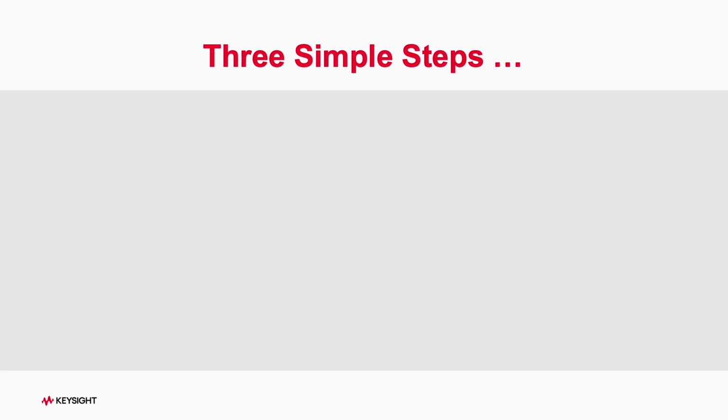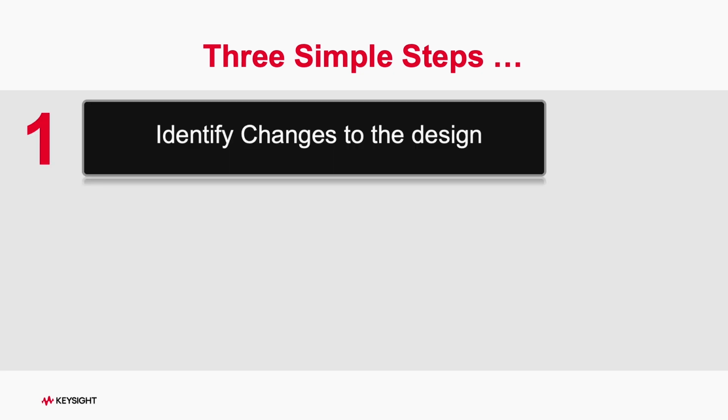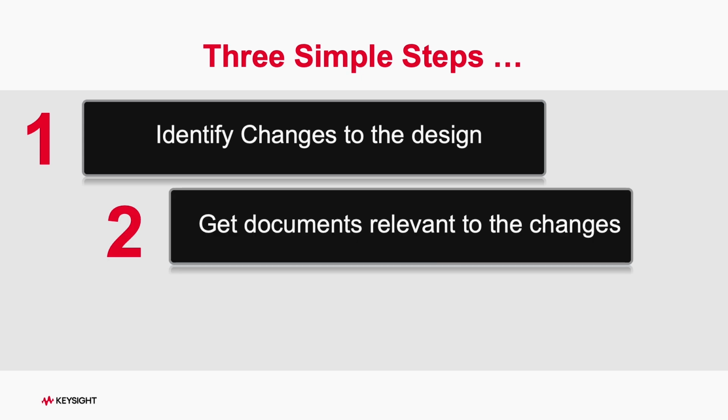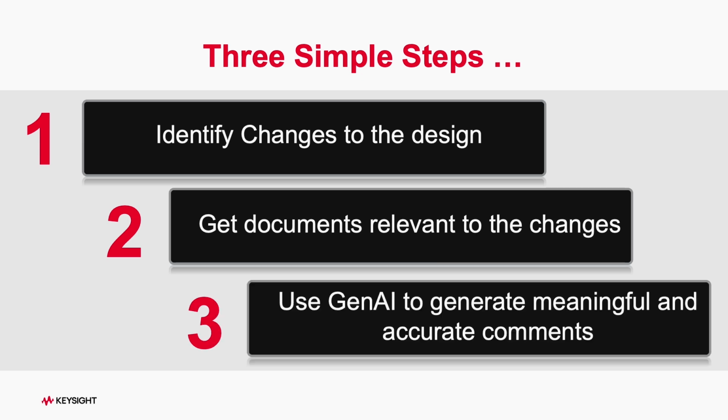So we came up with a very, very simplified solution, which was, first, you identify design changes. So what exactly changed in my schematic, or what exactly changed in my layout? You get the documents related to the changes. So maybe one instance was added. What was that instance? Was it a mux? Was it an AND gate? Was it a transistor? Was it a top-level cell? What exactly was changed? And then you use GenAI to generate meaningful comments around it.